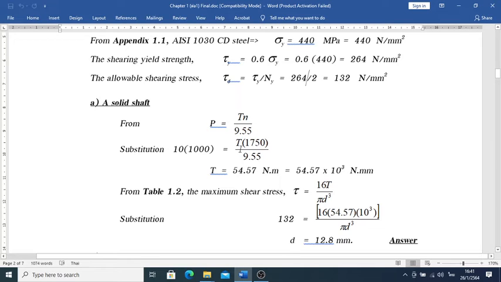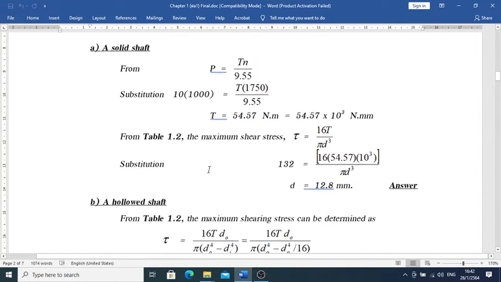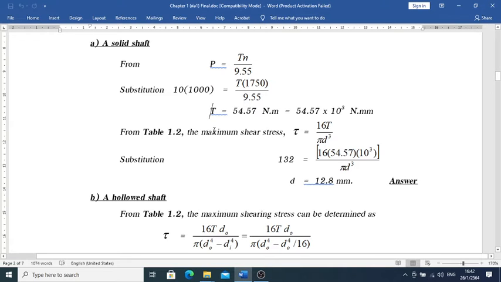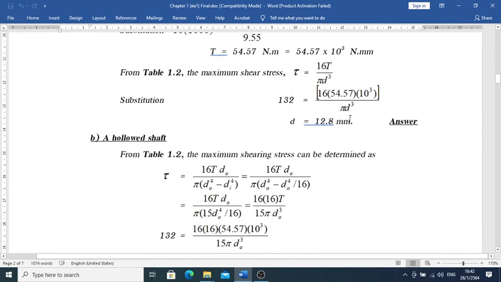10 kilowatts and n is 1,750, and 10 kilowatts is multiplied by 1,000 there. We find the torque in newton meters. And then based on table 1.2, we found tau is going to be equal to 16T over pi d cubed. We make the substitution, and we've got one unknown left. We get a diameter of 12.8 millimeters, respectively. That's the answer.